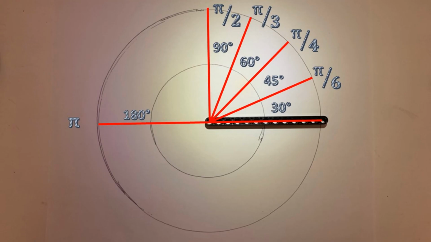Here is a summary of some common angles in both degrees and radians. You'll notice that since 180 degrees equals pi radians, we have a tendency to express radians in terms of fractions of pi. So 90 degrees is pi over 2 and 45 degrees is pi over 4.